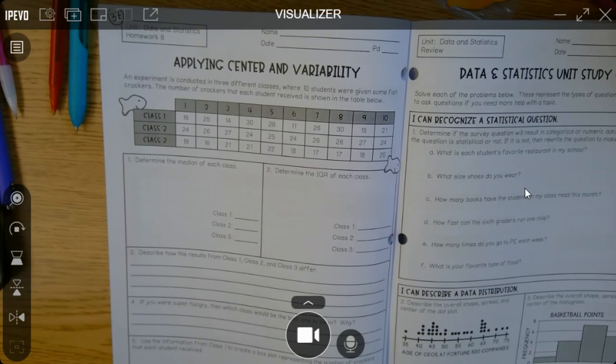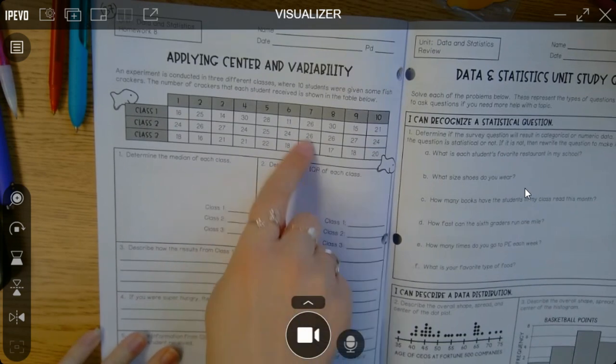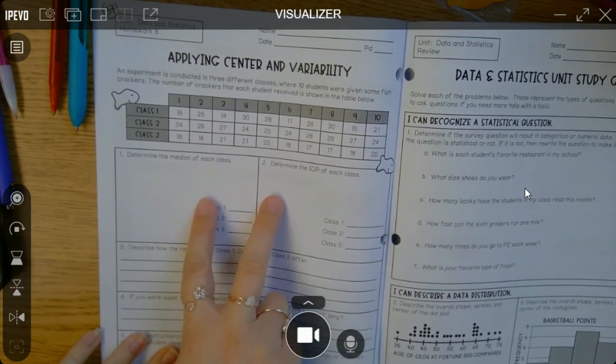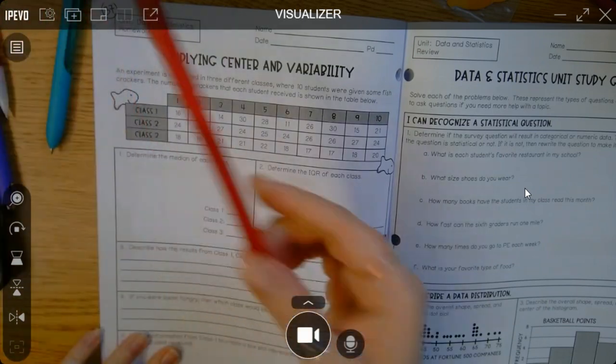Hello, my little mathematicians. Today, I'm going to help you get started on homework number 8, applying center and variability. So I'm going to go ahead and get started on numbers 1 and 2 with you. You're going to use this data up here in order to answer these questions. And they want you to first of all find the median.